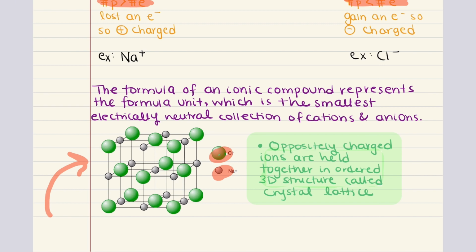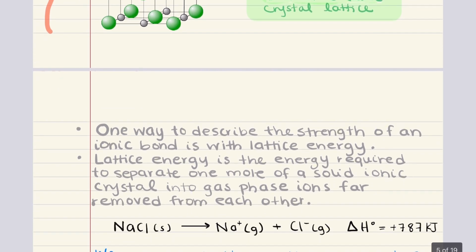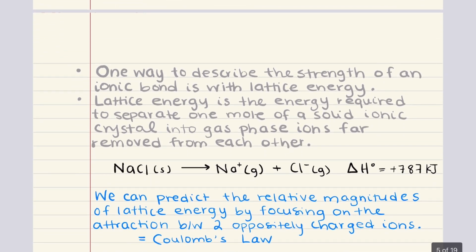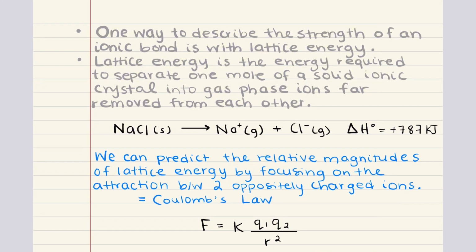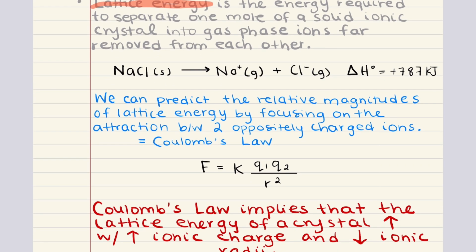Now, the next thing that's important to cover in the realm of ionic compounds is the measure of strength of ionic bonds. One way to describe the strength of an ionic bond is with lattice energy. Lattice energy is the energy required to separate 1 mole of a solid ionic crystal into gas phase ions far removed from each other. And we can predict the relative magnitudes of lattice energy by focusing on the attraction between two oppositely charged ions. This is where Coulomb's law comes into play.